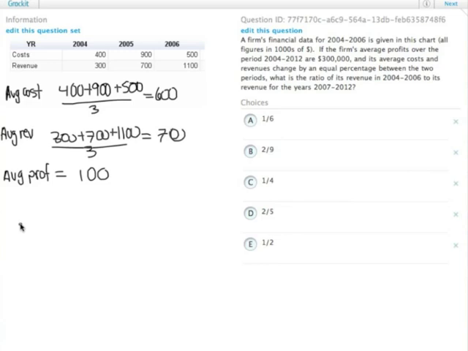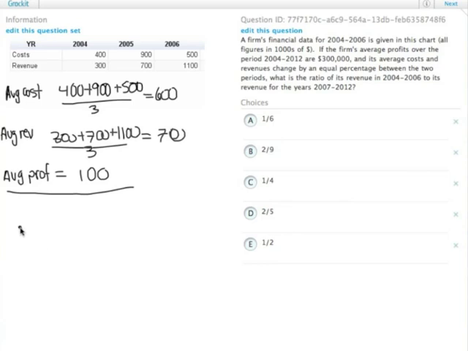So we now know the average profit for the entire time, 2004 to 2012, is 300,000, and right now its average profit is only 100,000. So we need to figure out what the new average profit needs to be from the years 2007 to 2012 to balance out to get this average profit for the entire period of 300,000. So 2007 to 2012 is 6 years.